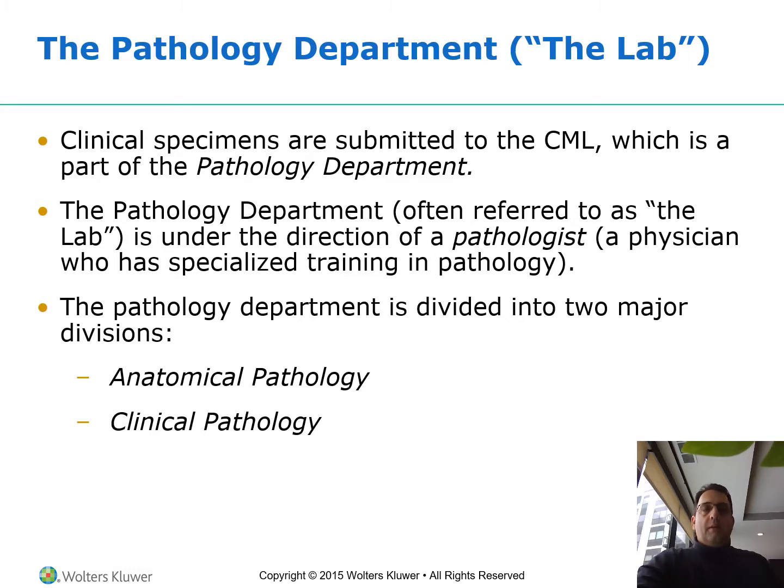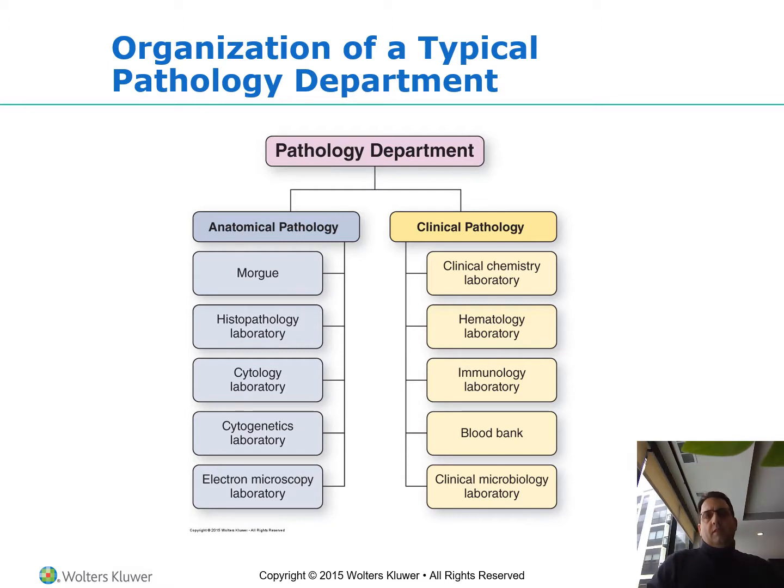Clinical specimens get submitted to the clinical microbiology lab, which is part of the pathology department. The pathology department is basically run by a pathologist or a group of pathologists, and they will do a number of tests. The anatomical pathology is looking at tissue samples, where the clinical pathology is doing lab tests and seeing what those results are. So you can see here this nice little rundown. The anatomical pathology could include the morgue, the histology lab, the cytology lab, whereas the clinical pathology is chemistry and hematology and immunology.